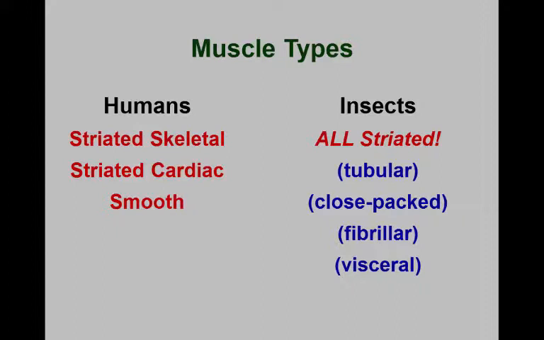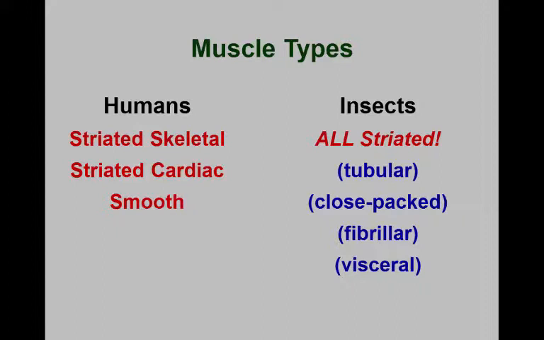Now, what's the difference between striated skeletal and striated cardiac? Again, I'll show you some examples of these. The skeletal muscles are generally long fiber striations that are pretty well lined up together. The cardiac muscle, on the other hand, the fibers of those are all interconnected, almost like a mesh network.